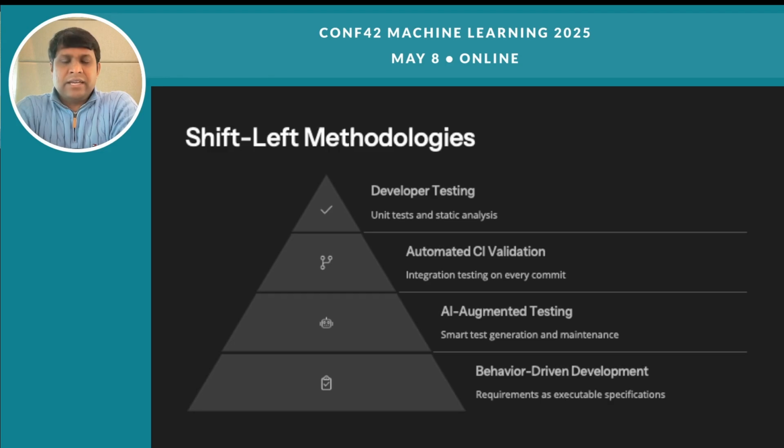You can think of the same thing as an inverse pyramid, where the developer testing should contribute more than 50%. And then you have the automated CI validations, running different integration tests, which will go into 30%. And then you have functional testing for 15%. At the end, end-to-end testing is for 5%.